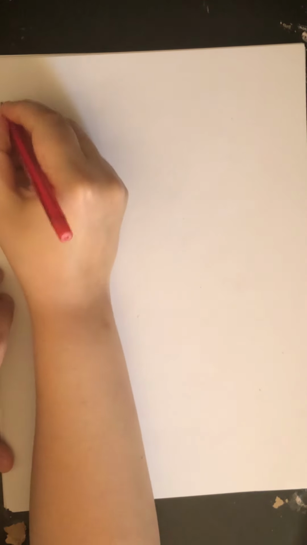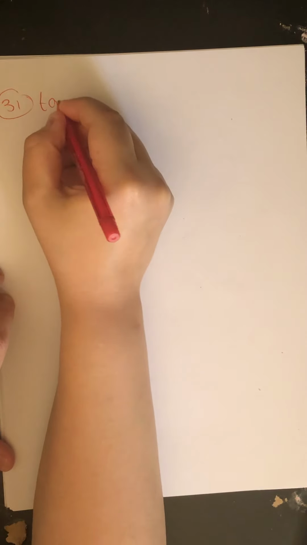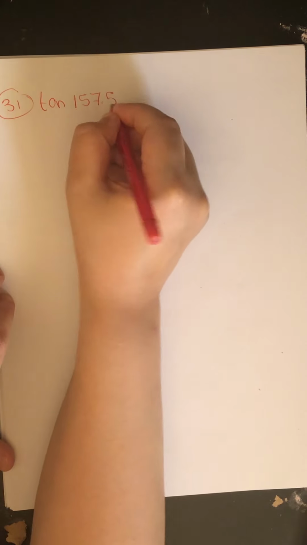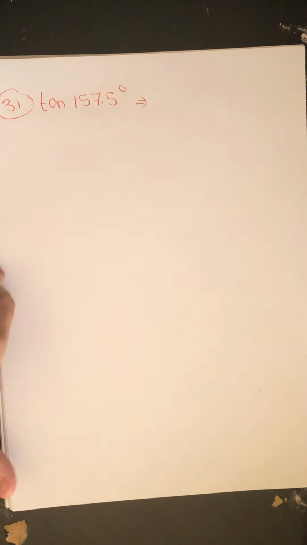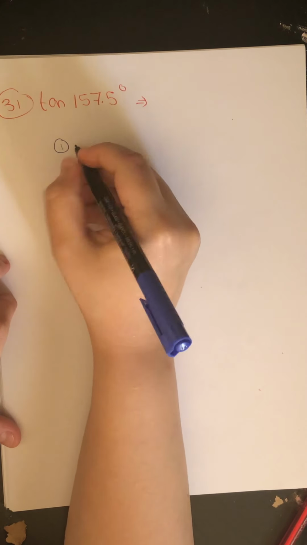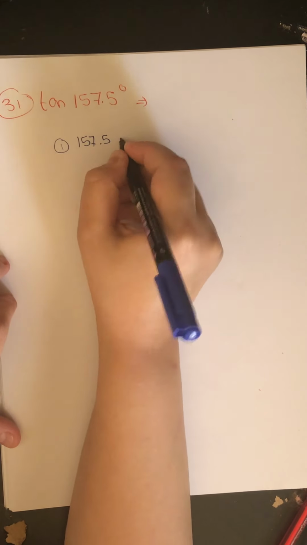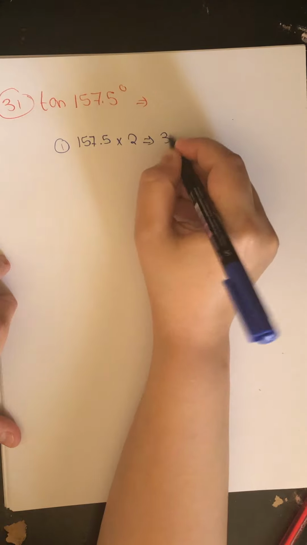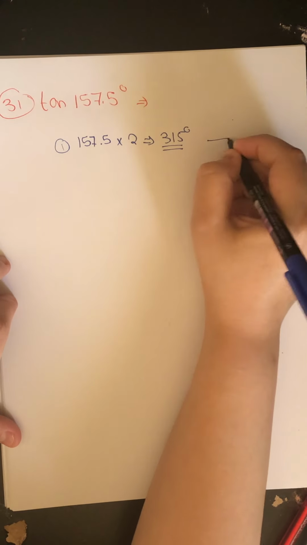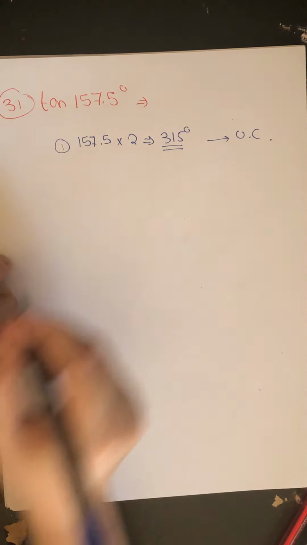The next one is question number 31. They want tan. I'm trying to display all of the identities. We don't have an idea about 157.5. 157.5 times 2 would give me 315. 315 is on the unit circle.